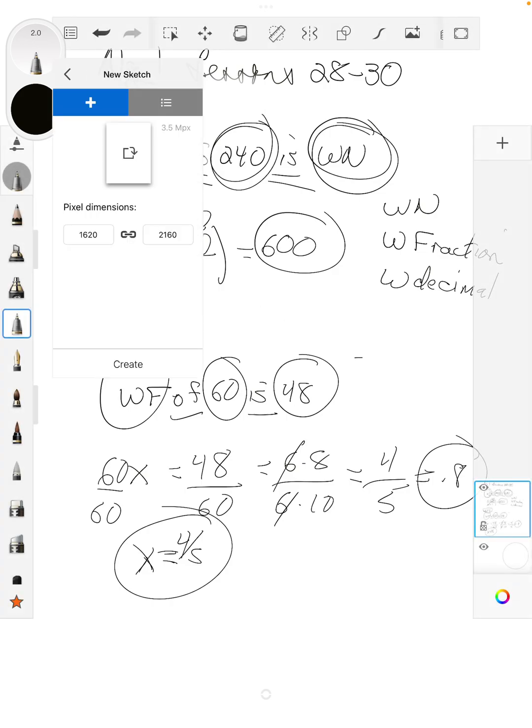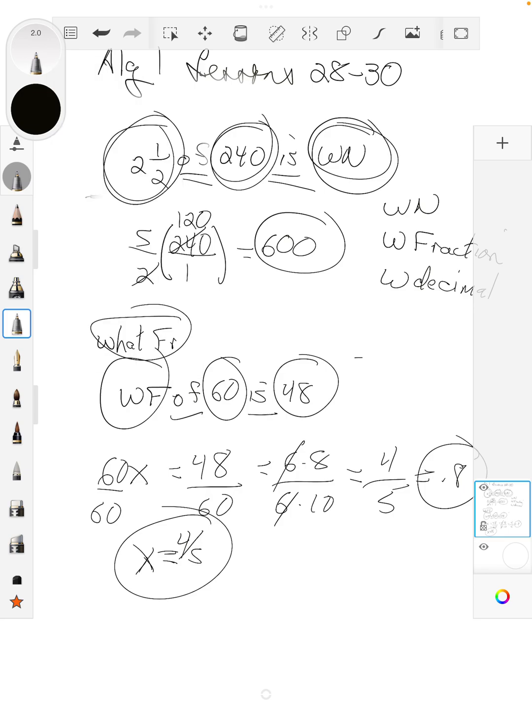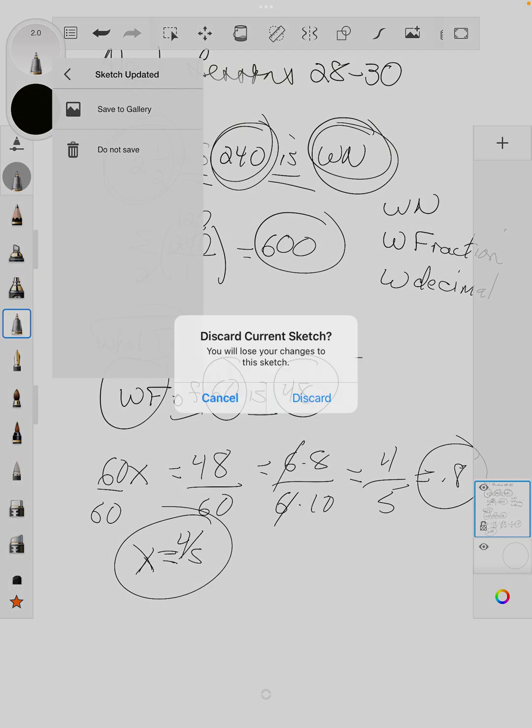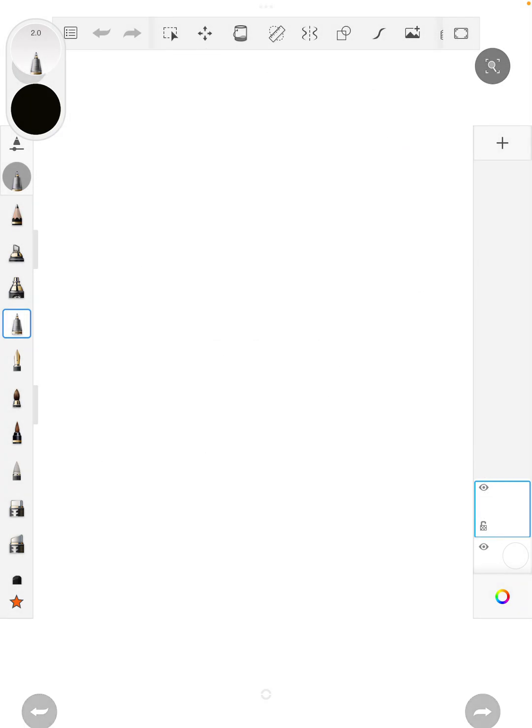So the second half of lesson 28 is talking about, let's see, let's try this again. New sketch, create, don't save the old one. All right, the second part of this lesson is going to be this concept of function notation.